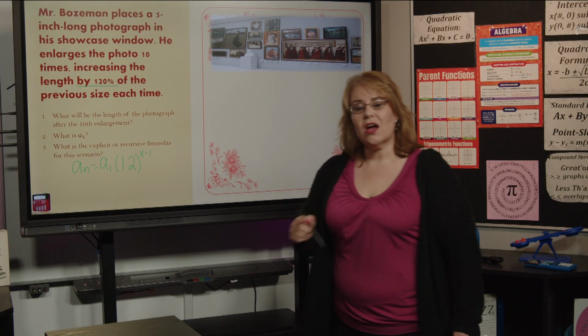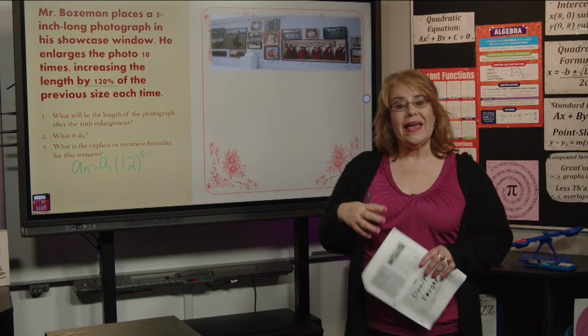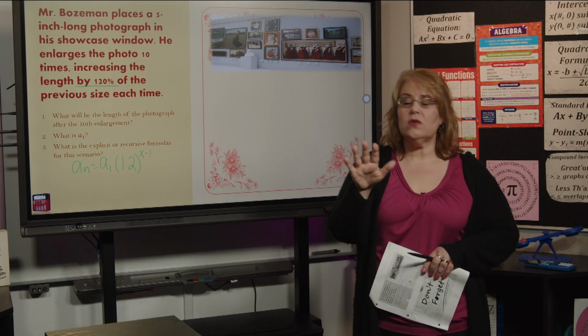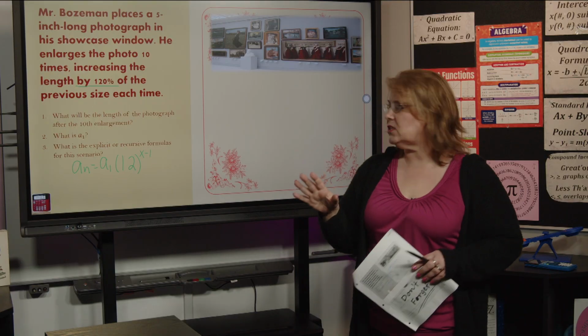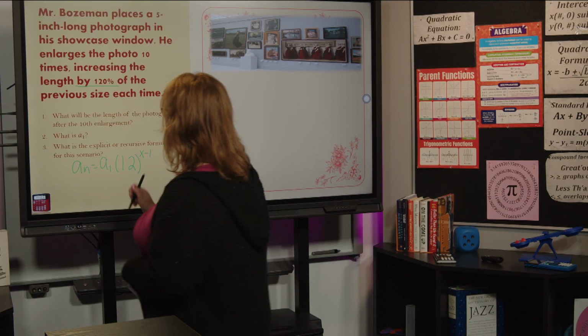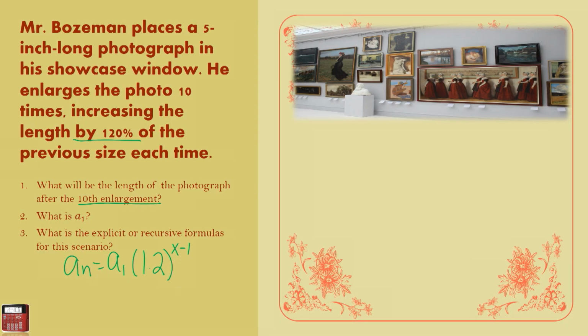So let's use our calculator. I'm going to use the y equals feature. You can use either the y equals feature or go to that second stat, whichever one you want to do. So we are looking for our 10th term. And what did we say was our a sub 1? Well, it starts out at 5 inches, so it's going to be 5. So what I'm going to put in my calculator is 5, 1.2 to the x minus 1.